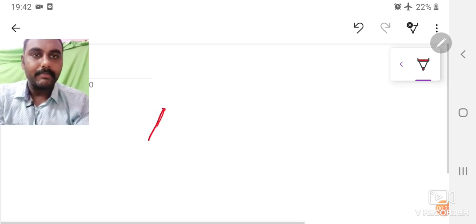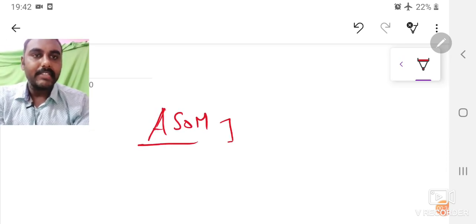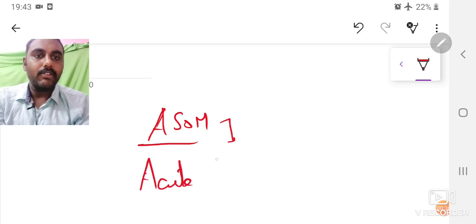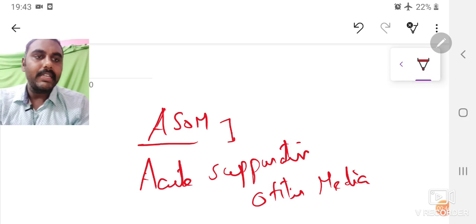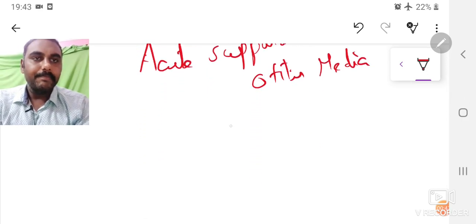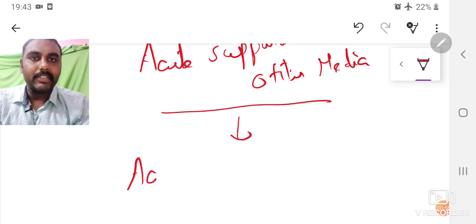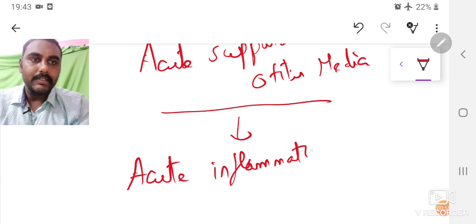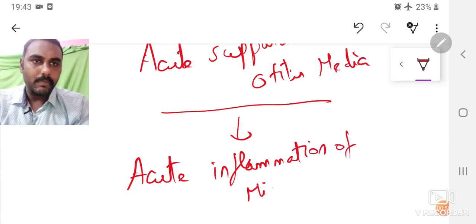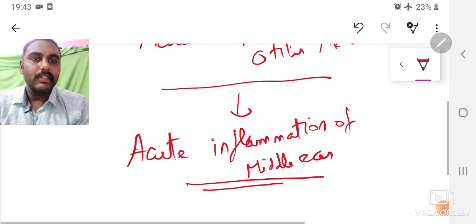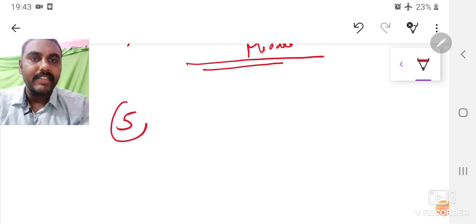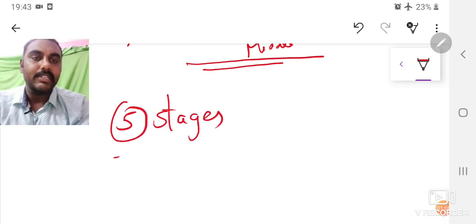So what is ASOM? ASOM stands for acute suppurative otitis media. This we all know. Acute suppurative otitis media means an acute inflammation of the middle ear. And there are 5 stages in ASOM, which is very important.